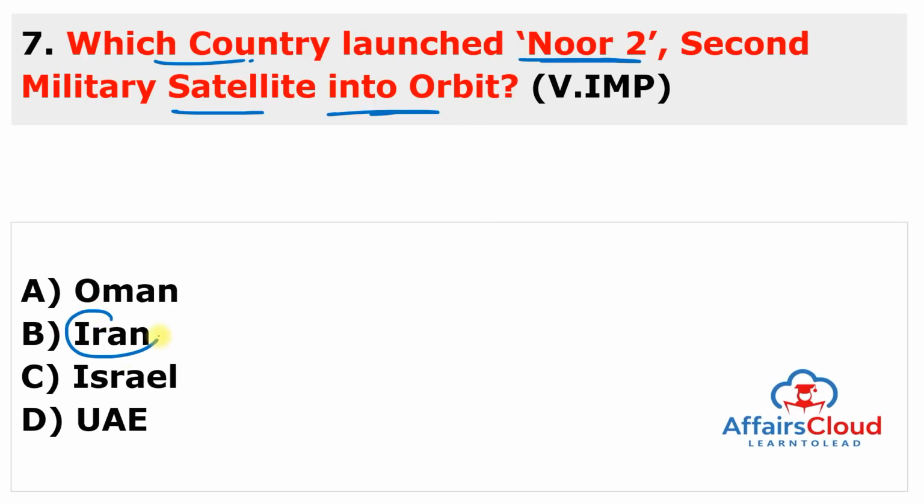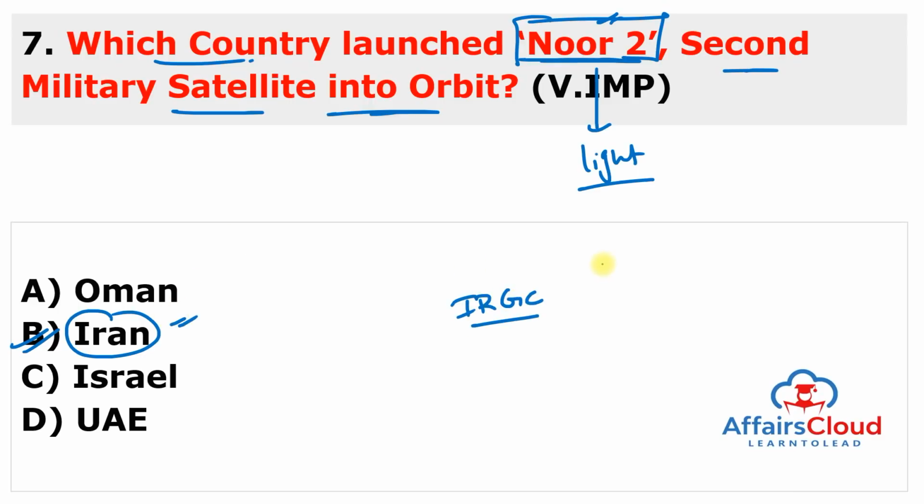And the answer of this question is Iran. So B is the answer. You have to remember the keyword Nu-2. It also means light in Persian. So this is Nu-2. This is the second military satellite of Iran. So Islamic Revolutionary Guard Corps of Iran successfully put a second military Nu-2 satellite, or light in Persian, into the orbit at an altitude of 500 km, or you can say 311 miles.